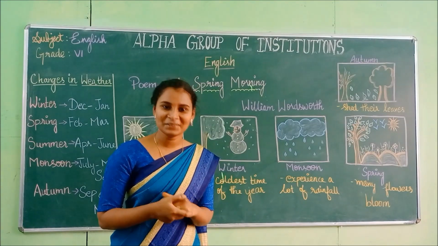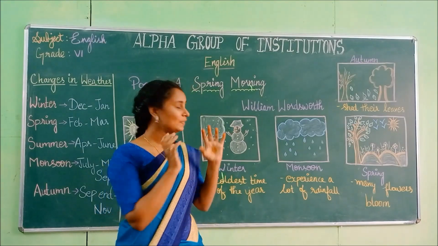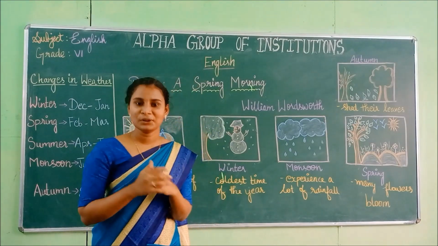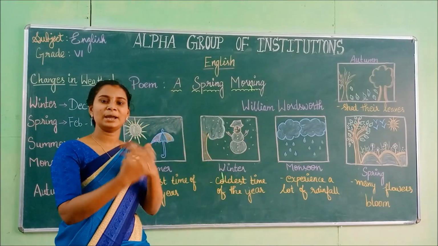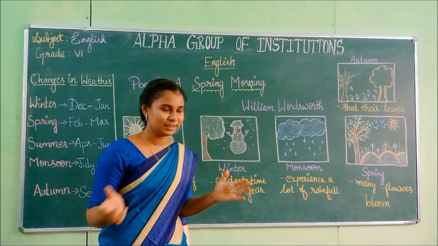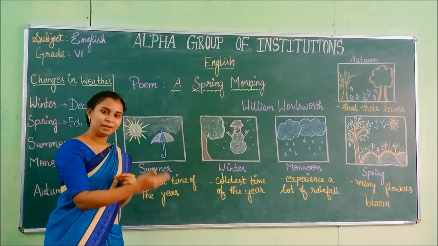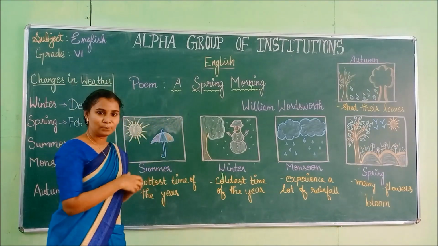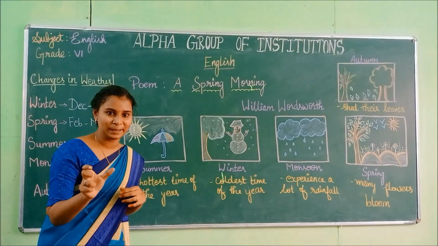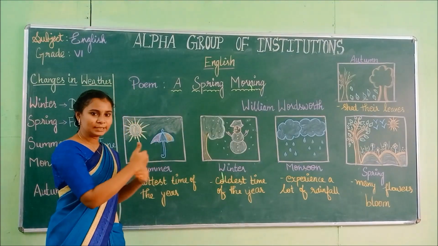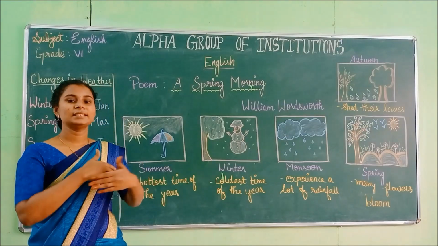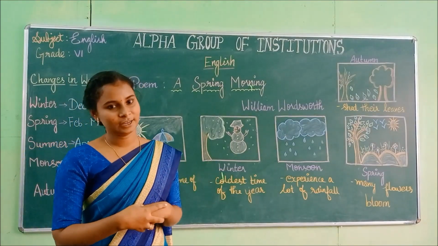It will be so nice, isn't it? So this poet is a lover of nature. So he describes nature in his poems so well. So here also he is describing a morning. What morning? A spring morning. So in a season called spring, he is describing a morning in his life.